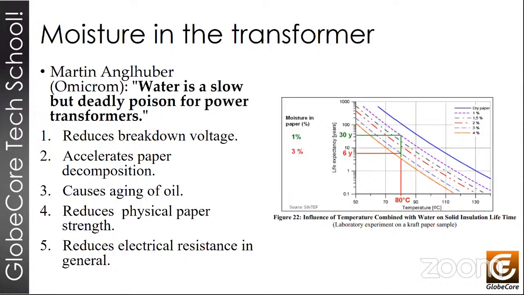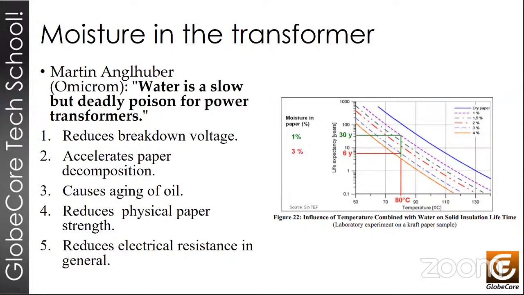The same situation occurs inside the transformer. Wet paper is not a good, strong material. Water reduces the electrical resistance of not only oil, but of the entire insulation system, which causes deterioration in all performance characteristics of insulation. We can see this in this graph above provided by Sintef.